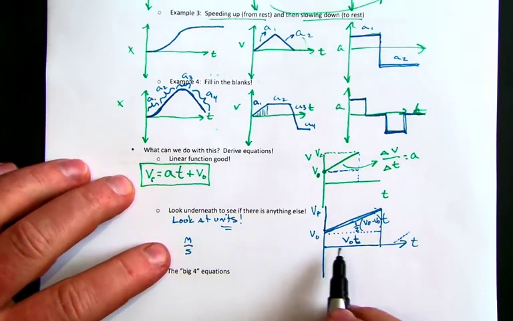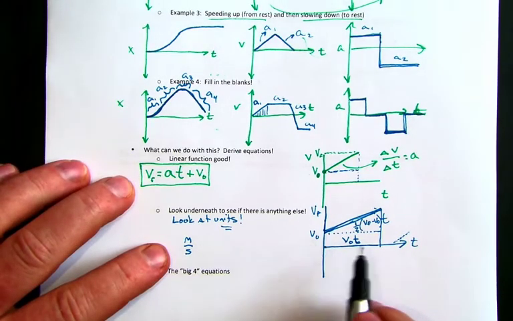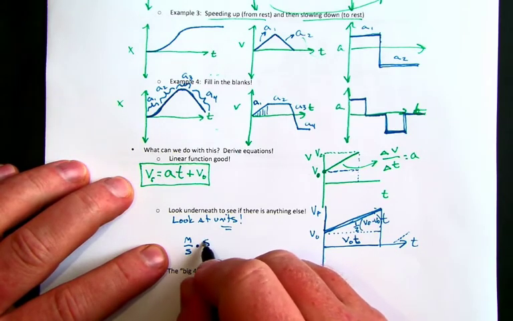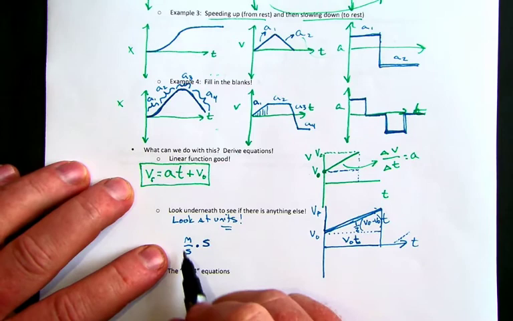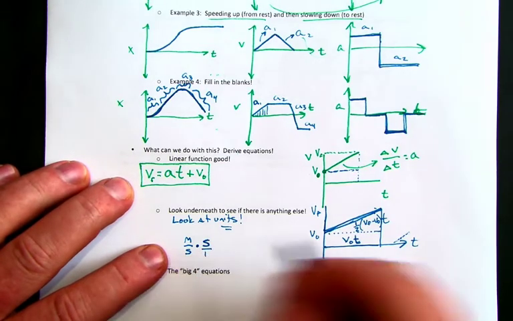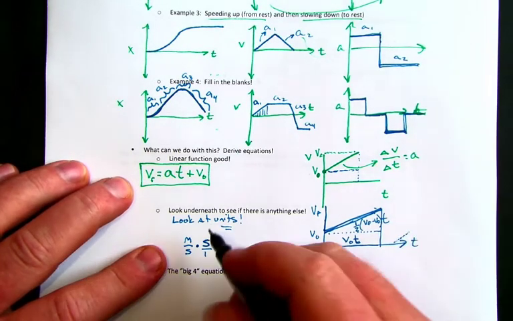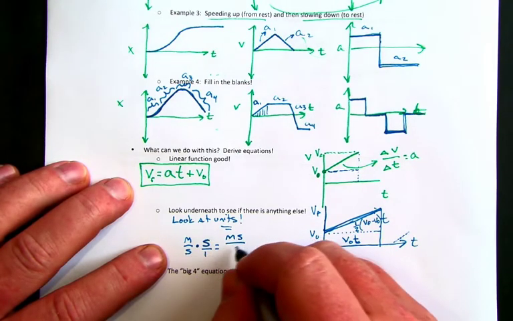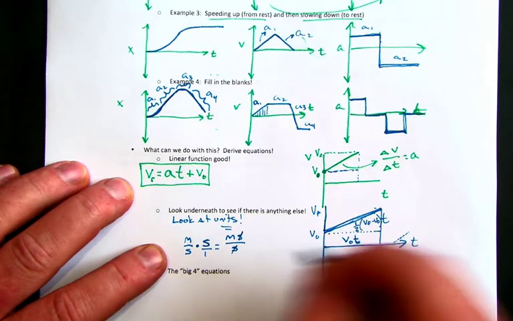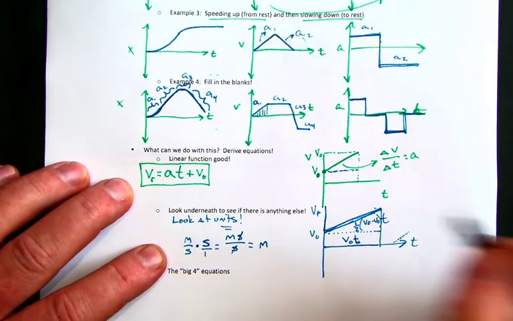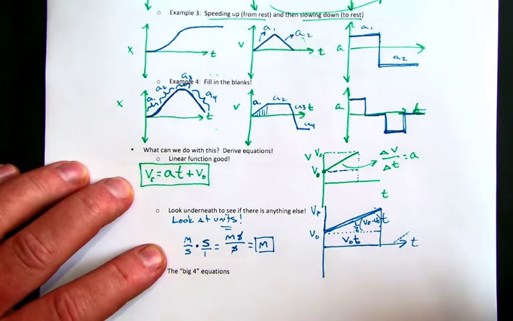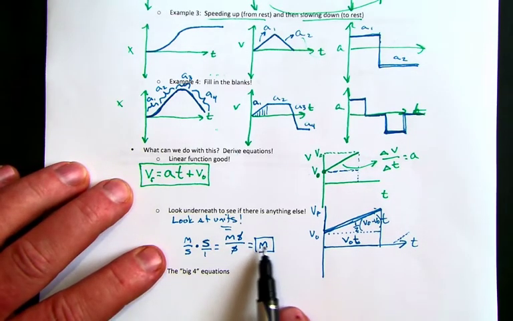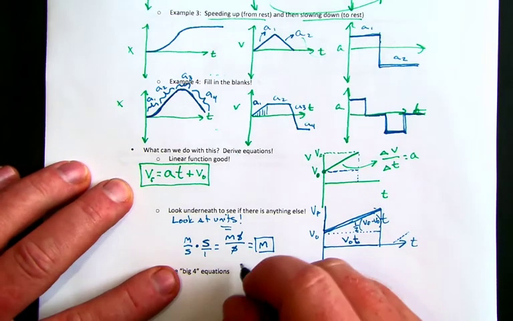When I find that area, I'm multiplying base times height, so I'm going to multiply meters per second times seconds. You're multiplying a fraction times another number, so you can put that over 1 if you want to. It makes it easier. Now if you do this, you get meters times seconds over seconds, and you notice that those seconds cancel, which leaves meters. That may not jump out as interesting, but think about what the units of meters represent. The units of meters equal displacement.